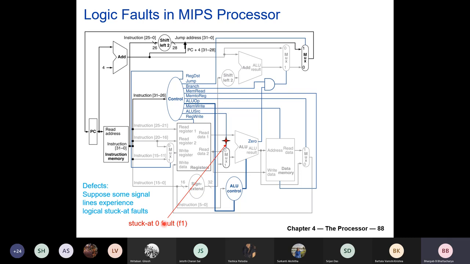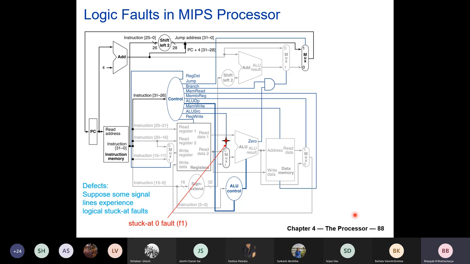One thing I should mention: when I say stuck at 0, it does not mean that this line is shorted to ground. It's not that. But logically, this line behaves as if it is permanently stuck at 0. Okay, so let's not go into the details of the faults and defects. Assume that we have a stuck-at-0 here.